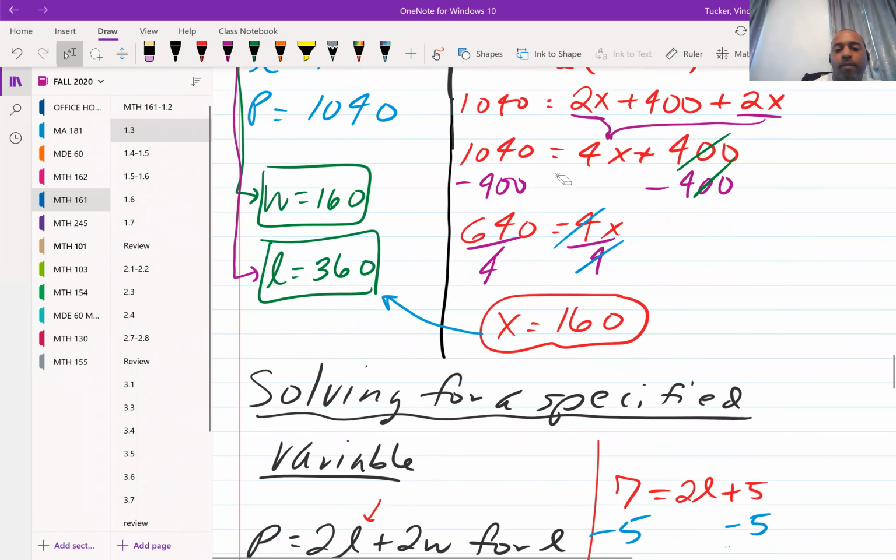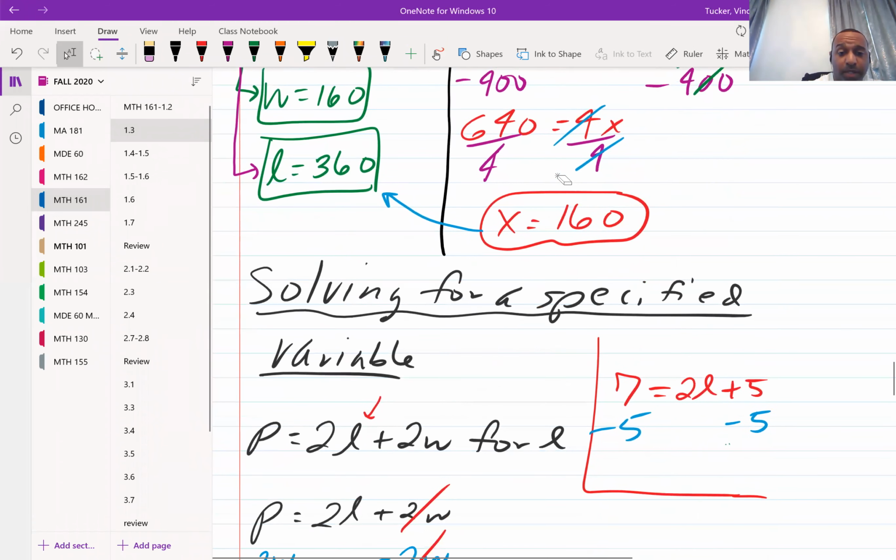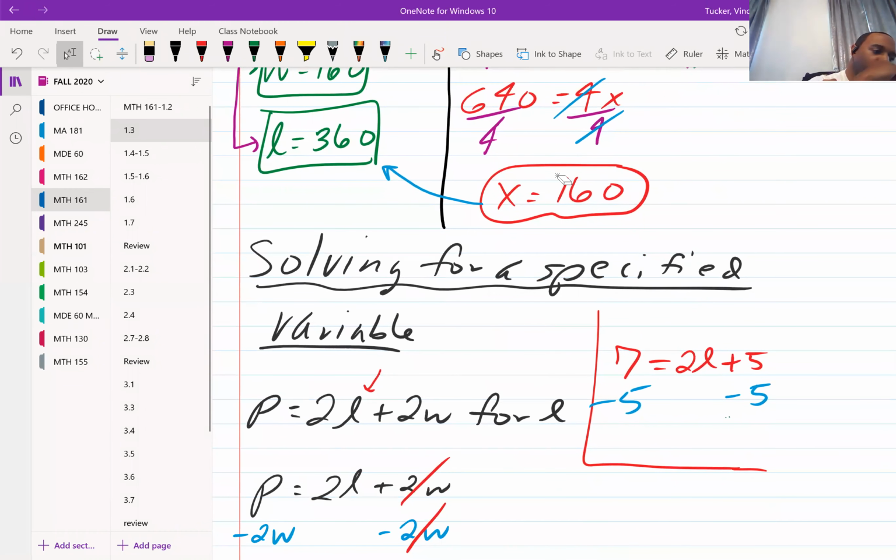Next thing in this section is solving for a specified variable. Excuse me. So let's say we have that perimeter formula, P equal to 2L plus 2W, and we want to solve for L. So the goal is to get L by itself. And we're not necessarily going to have a solid number on the other side. So we're not going to have L equal to 5 or L equal to 3, but it will be an expression on the other side. You just want to write that expression as simply as possible in lowest terms. And your goal is to get L by itself.